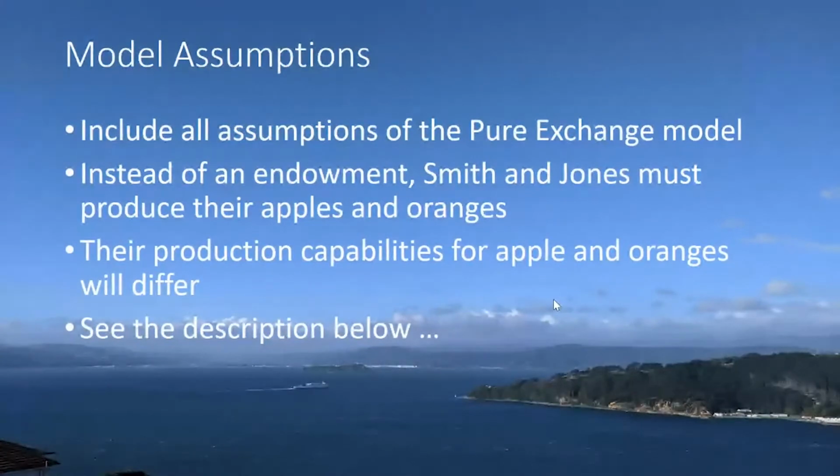Okay, now what we're going to make that's different, and this is going to be a key driver of the model, this third bullet point here, is that their production capabilities are going to differ from each other. And this is going to be an important element that's going to motivate the final result of this model, which is specialization in the comparative advantage good and trade with each other. That outcome will only come about if Smith and Jones have different abilities in producing apples and oranges. And so we're going to begin at the start with that particular assumption.